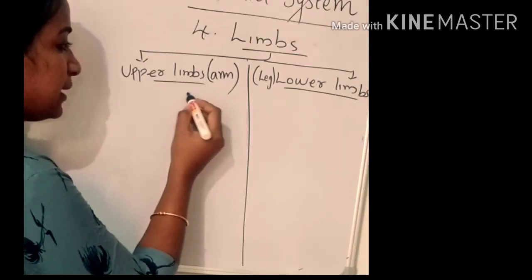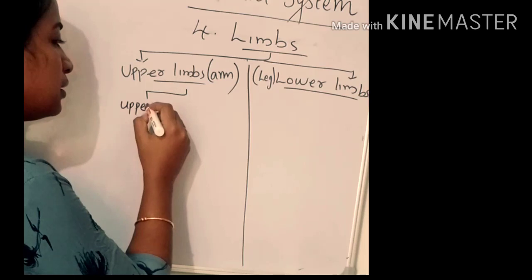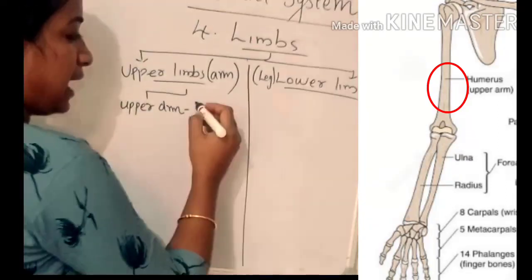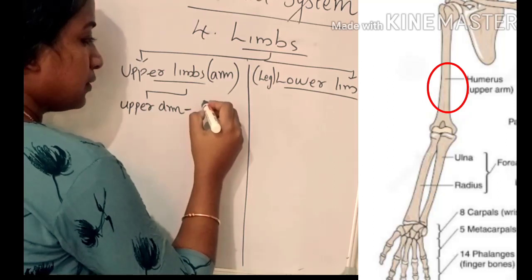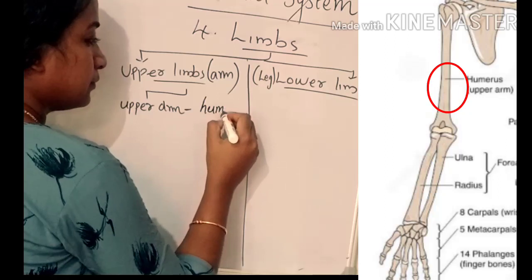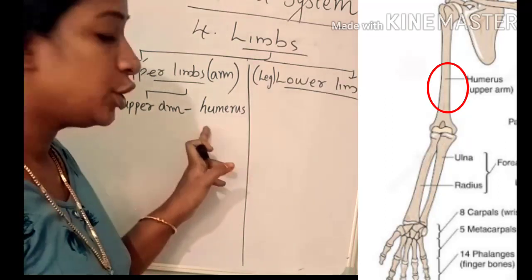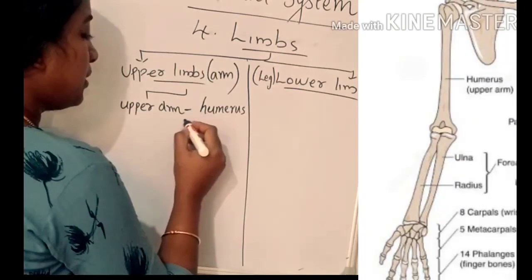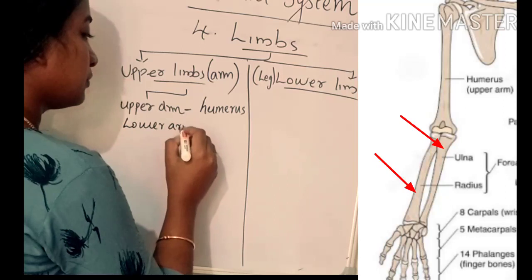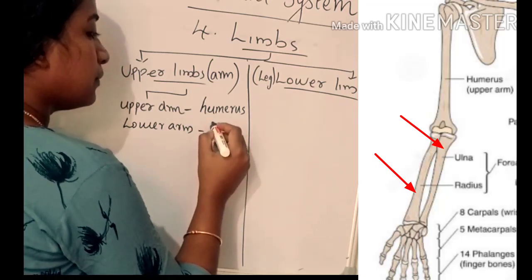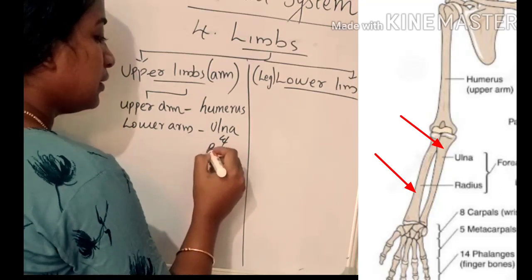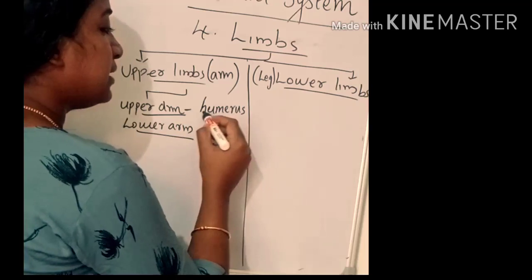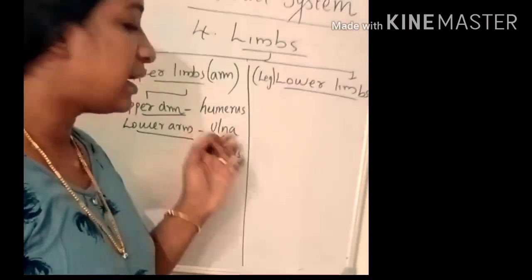So when we talk about the upper limb, the upper arm has a long bone that is known as the humerus. And in the lower arm, you can see two small bones. They are known as the ulna and radius. So the radius and ulna are the small bones present in the lower arm, and in the upper arm you can see a long bone that is known as the humerus.